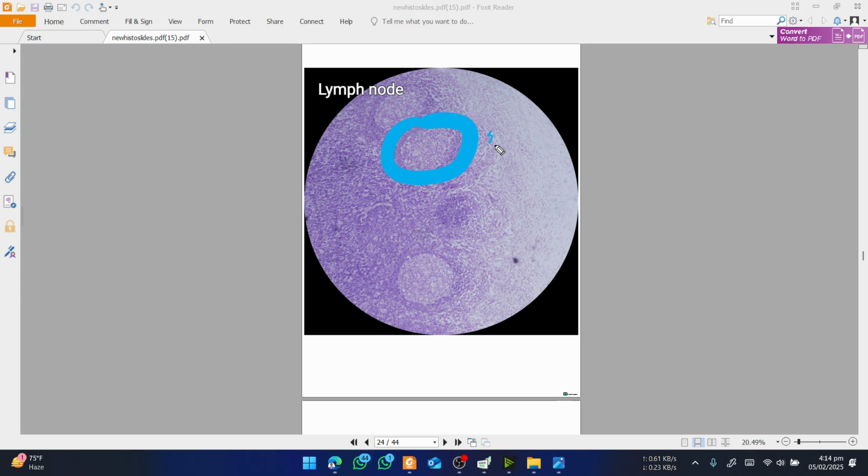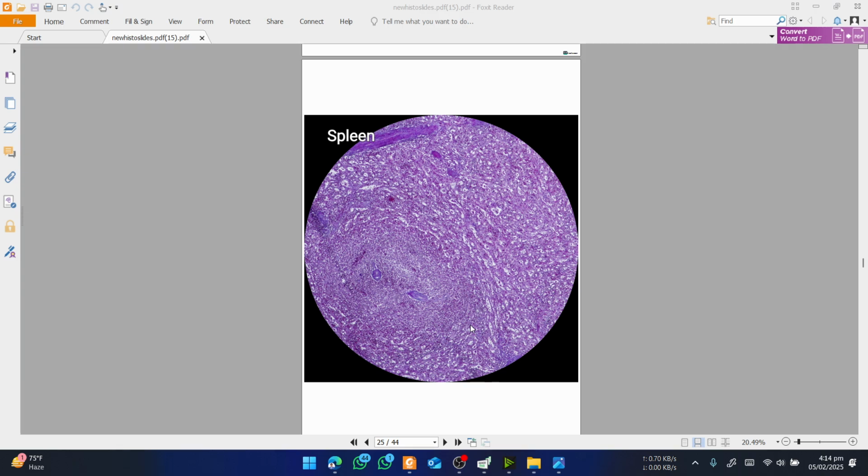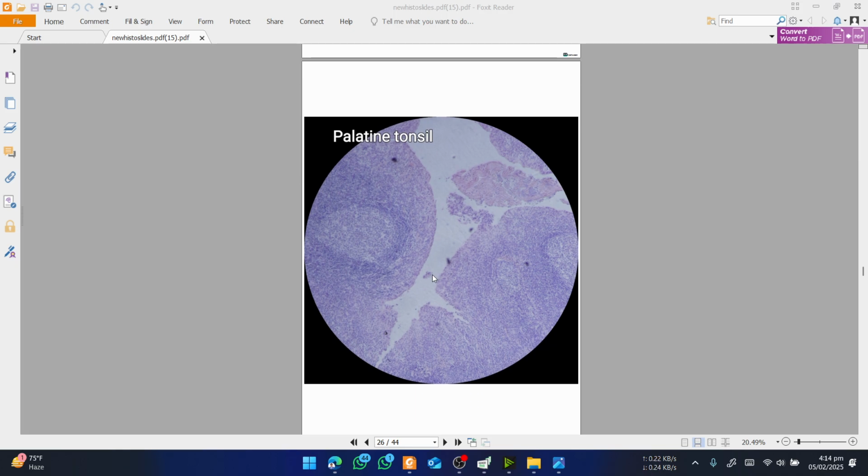This is the pericapsular space. This is the empty area that is surrounding between this and this. Outside this is the capsule area. So that is it. Lymph node, and that is the spleen. This is the white area, the white pulp, that is the lymphoid nodule, and in between them you will see this central artery that is present here. So that is the spleen.